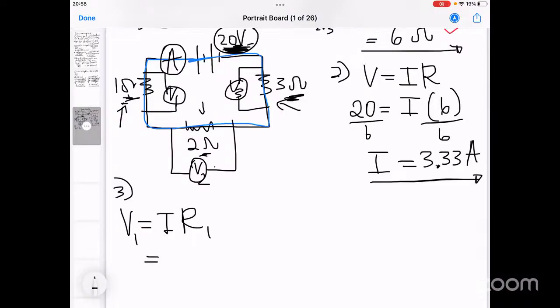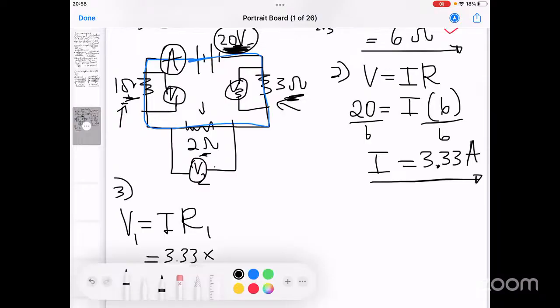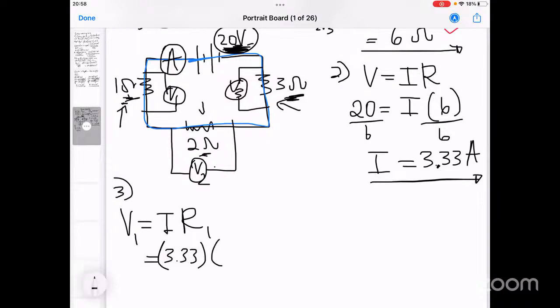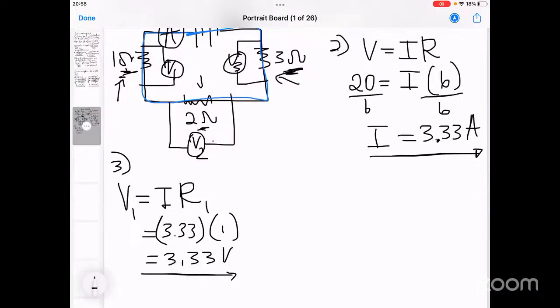Okay, so now what is the reading on V1? It will be our current, which is 3,33, that you multiply by R1. It's just best to put it inside the brackets with physical sciences, and it makes it very easy. R1 is just 1. So that times that will definitely be 3,33 volts. So that means your voltmeter is showing 3,33 out of that 20.